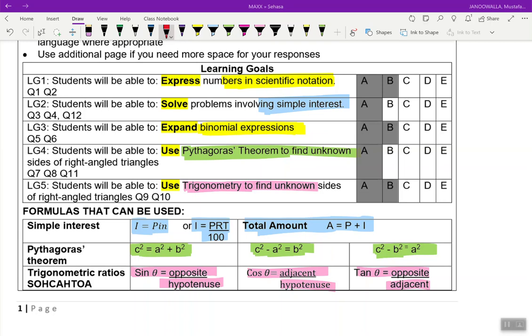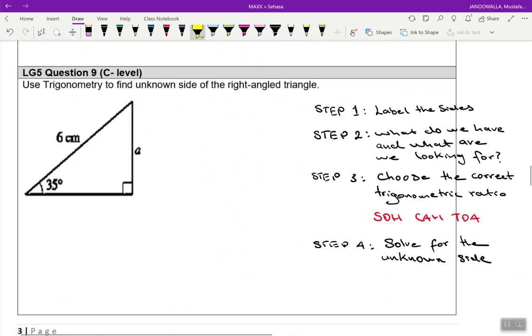For this lesson, we are going to be focusing on trigonometry. This is the last lesson, goal 5, and we are going to focus on the formulas at the very bottom, the ones in pink. So we've done scientific notation, simple interest, binomial expansion, and Pythagoras. Now we are at the very end. Okay, let's get to the question.